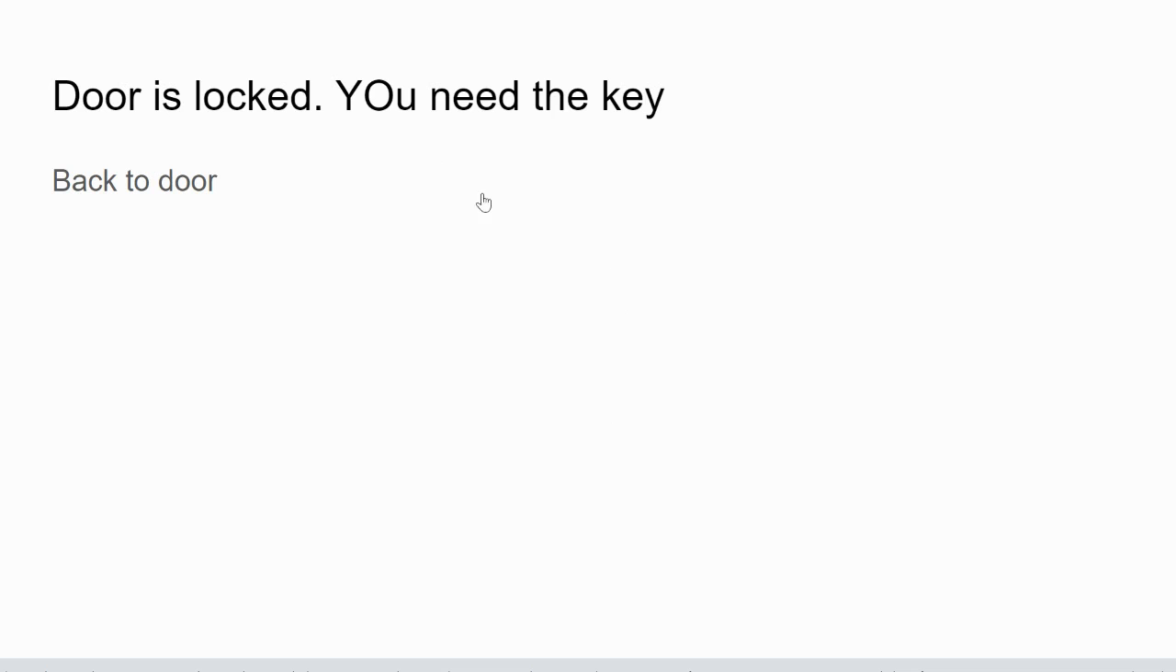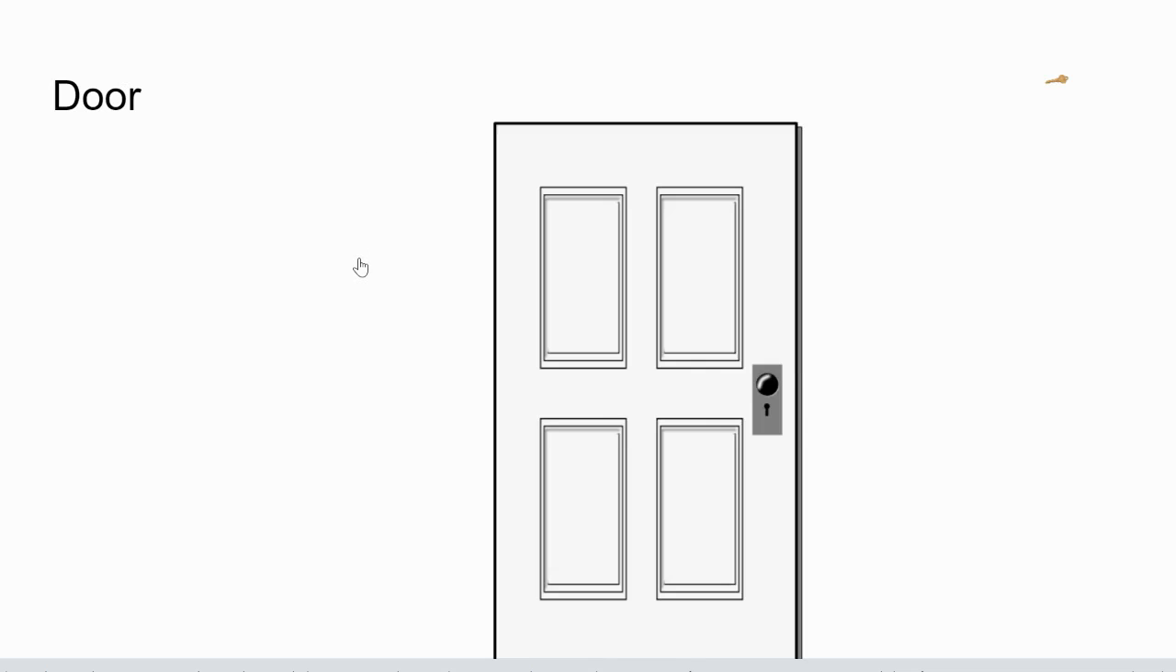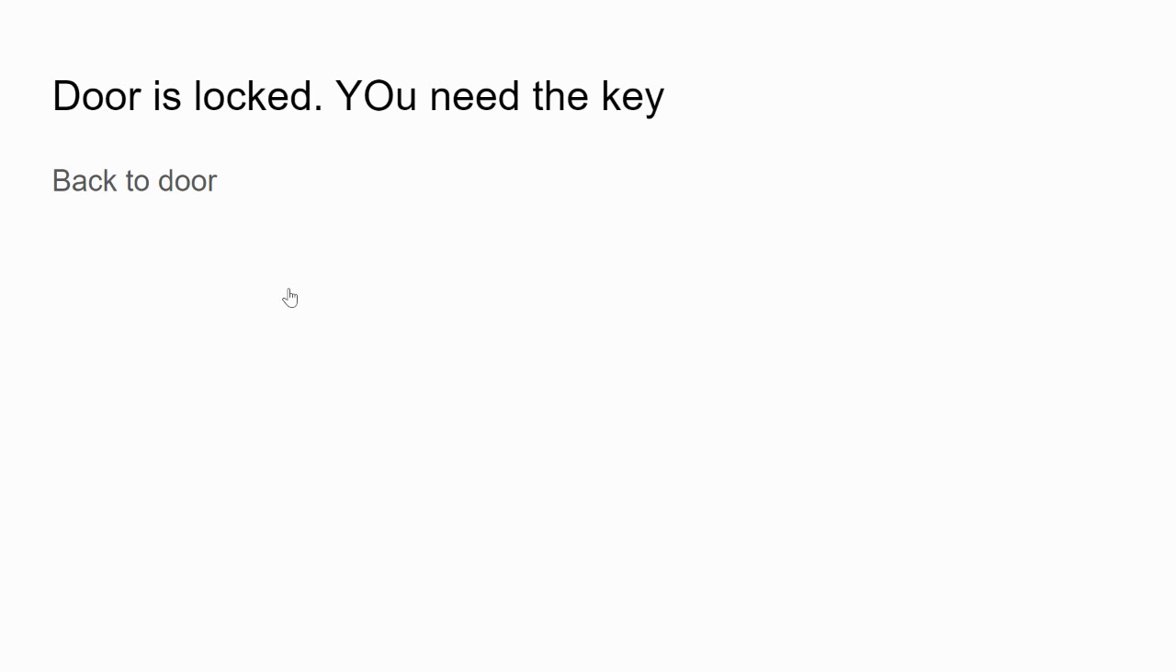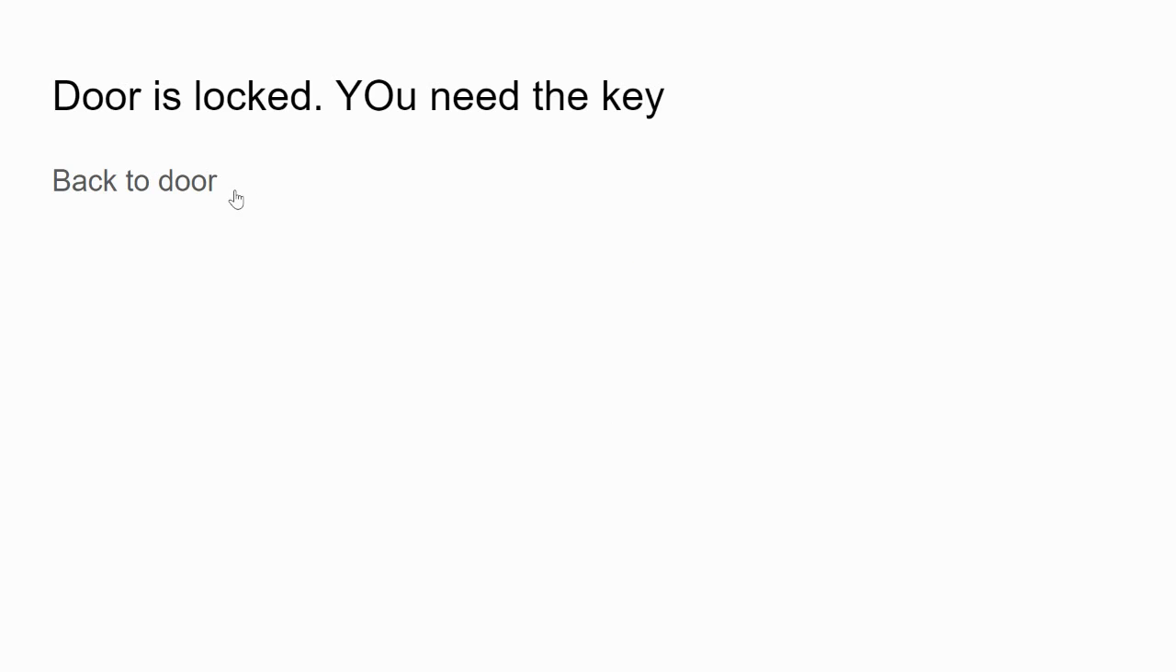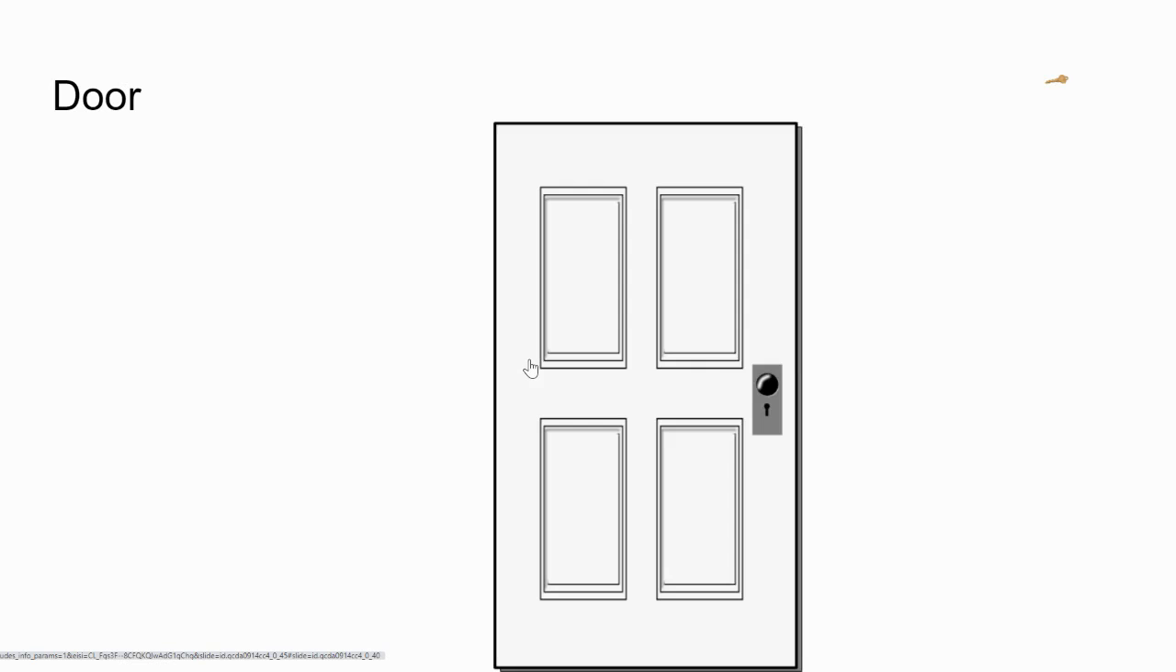So my link from the door is locked, need a key. In a blank space, it goes to the next slide. Door is locked, you need a key. And the link back on that page, I made this whole area a link back to the previous page, back to the door slide. Well, then I have a key here.